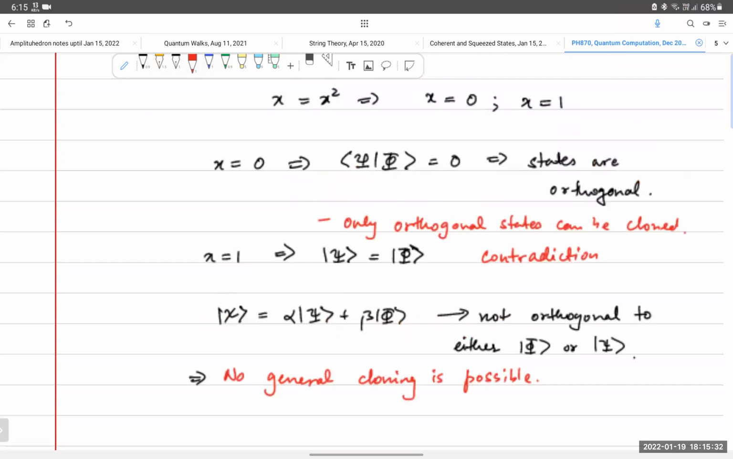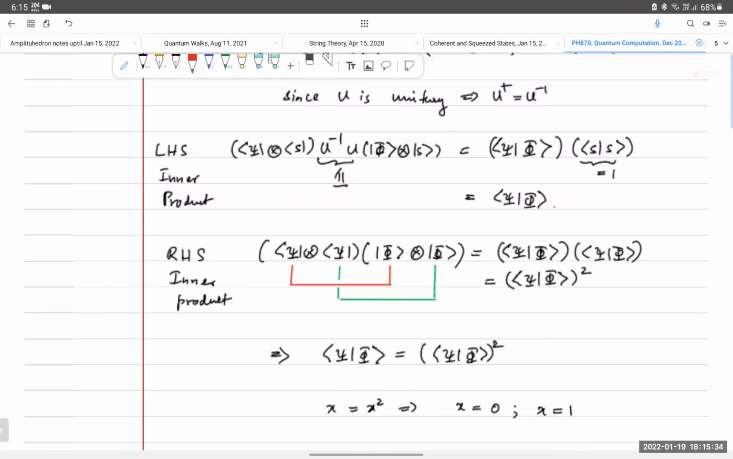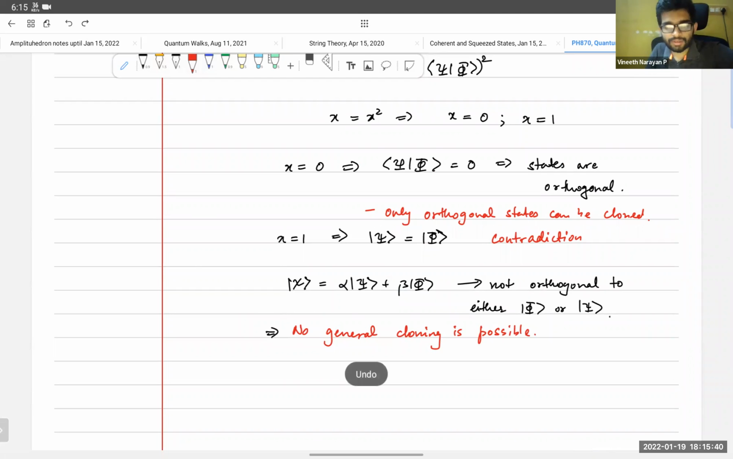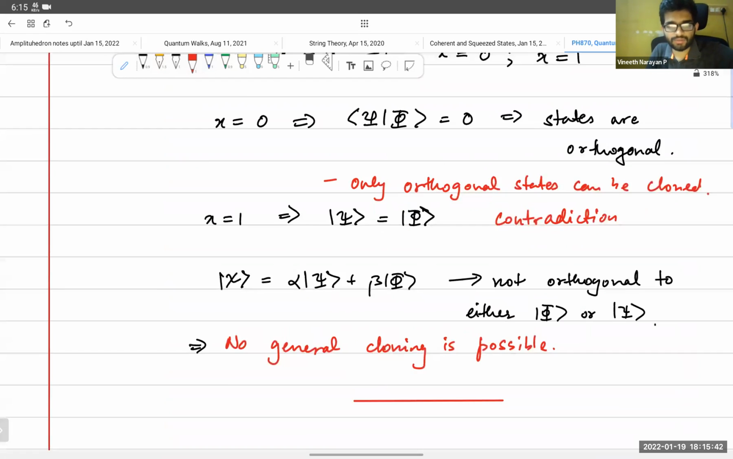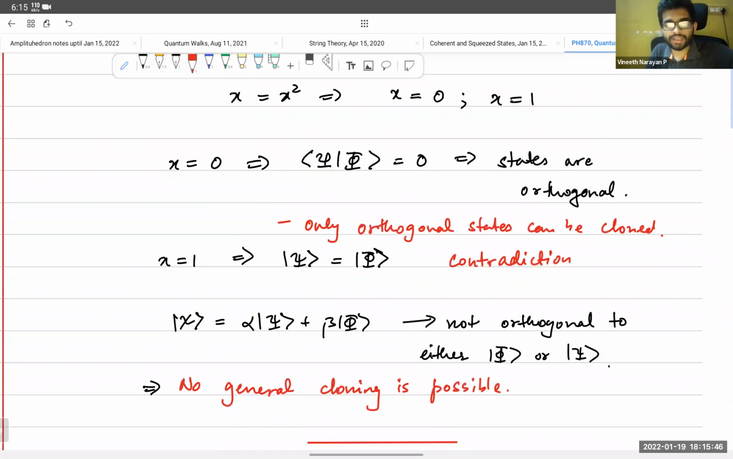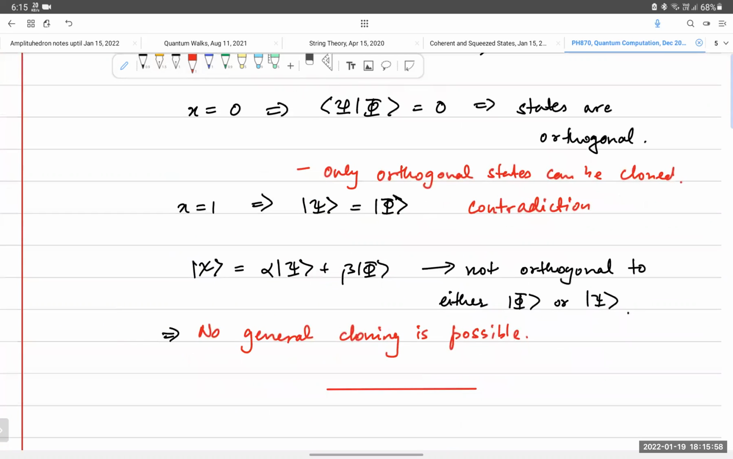Okay. All right. So I'll stop here for the day. So this proof says that there are some general states which cannot be cloned, but this does not say that there might not be some states which can be cloned, right? Yeah, that's right. So this is saying that a general quantum cloning device is impossible.